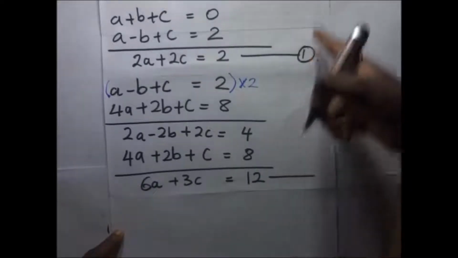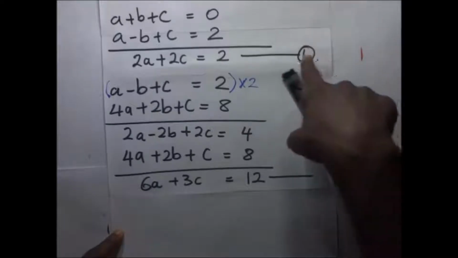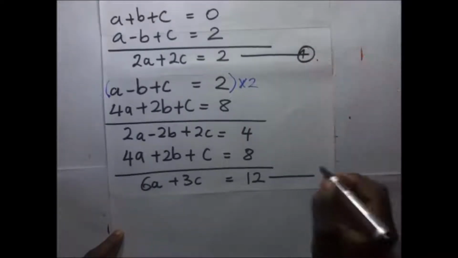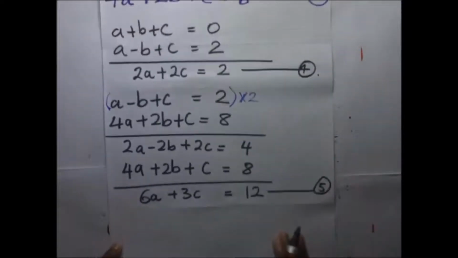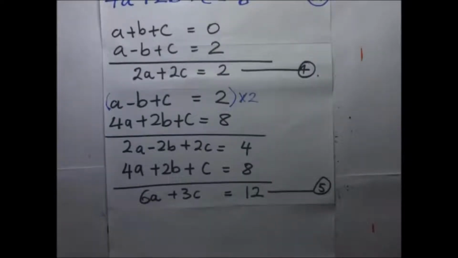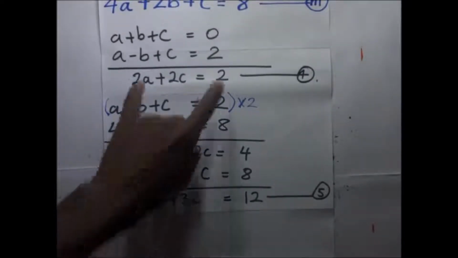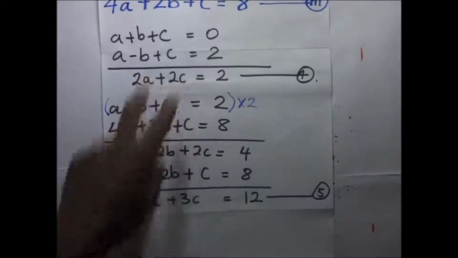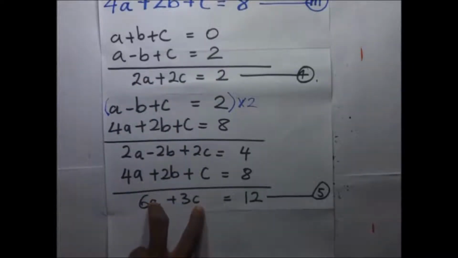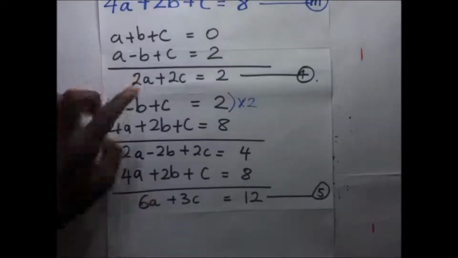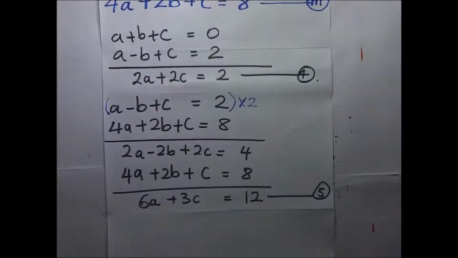Let's call this equation 4. We call this equation 5. These are our two found equations. So now we have two new equations. We have this equation with a and c. We have this equation with a and c. We have eliminated b. So we have two new equations, so we solve them simultaneously to get the values of a and c respectively.